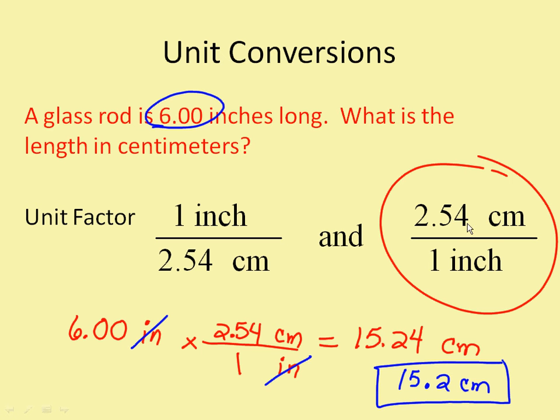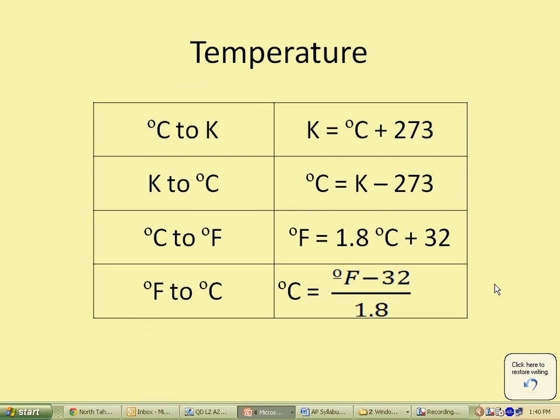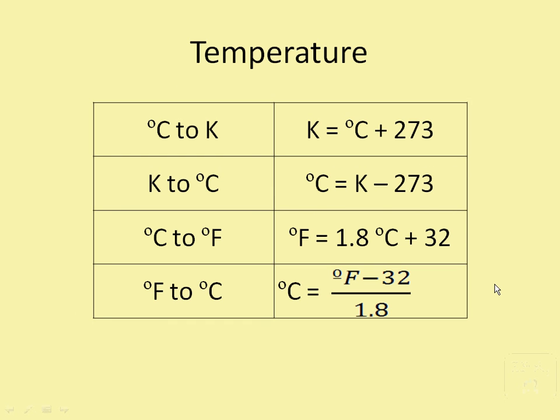For temperature, I have a few of your different conversions for you. So this is going to disappear, and you might remember from chemistry, Celsius to Kelvin or Kelvin to Celsius is just a simple addition or subtraction of 273. To go from Celsius to Fahrenheit, it's 1.8 times degrees Celsius plus 32. And to go the other direction, Fahrenheit to Celsius, just undo what you did, take your Fahrenheit, subtract 32, and then divide by 1.8.